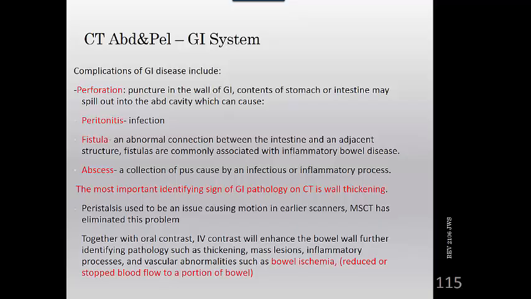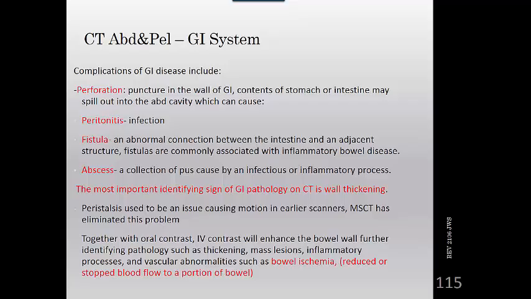CT is extremely valuable in the evaluation of various complications of the GI processes, and these include perforation, which is a puncture in the wall of the GI. Contents of the stomach or intestine may spill out into the abdominal cavity, which can cause peritonitis, which is an infection. It can also cause a fistula, which is an abnormal connection between the intestine and an adjacent structure. Fistulas are commonly associated with inflammatory bowel disease, and it can also cause an abscess, which is a collection of pus that's caused by an infection or an inflammatory process.